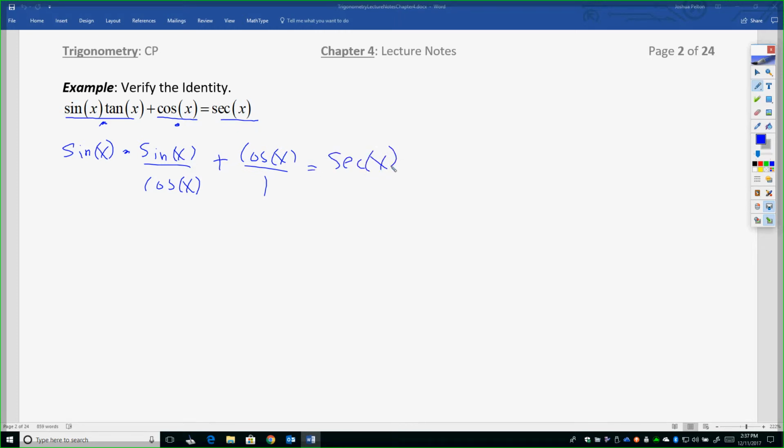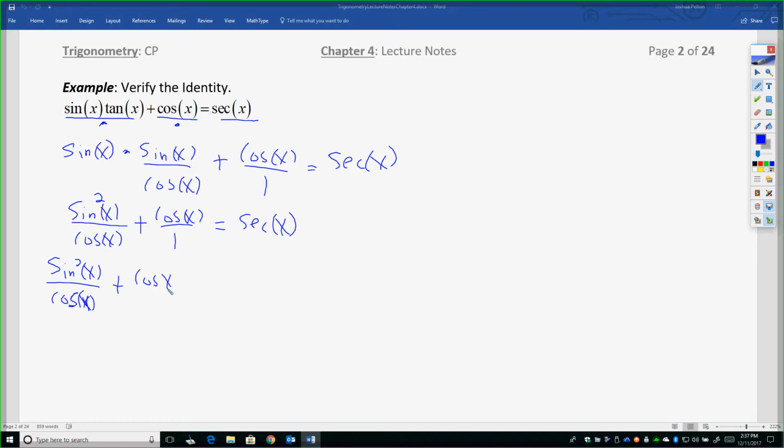Okay. So we notice here is we're going to get sine squared of x over cosine plus cosine of x over 1 equals secant. Okay, so in order to add these, we need common denominators. The common denominator of 1 and cosine is cosine. So this one stays the same since it already has a cosine denominator. And this one needs to be multiplied by cosine over cosine to make a common denominator.